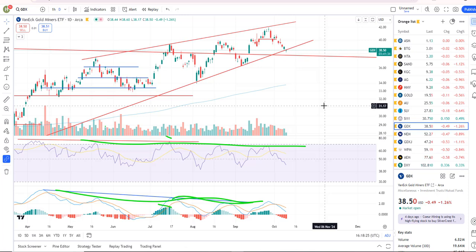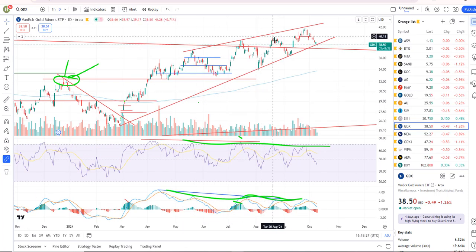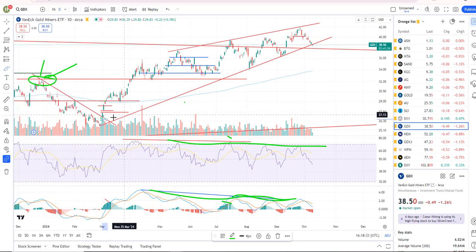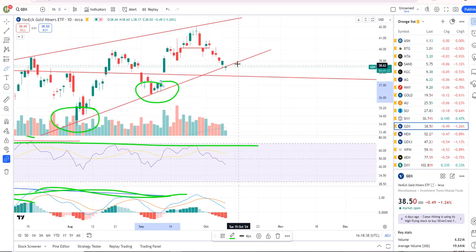Gold, all right, and we've got gold miners falling to support. Now we do have a bearish rising wedge, but we're at support now and we have not broken that support zone. You can see here, basically support right through here, and we're sitting right on it. So no reason to be short the gold miners while we're at support.